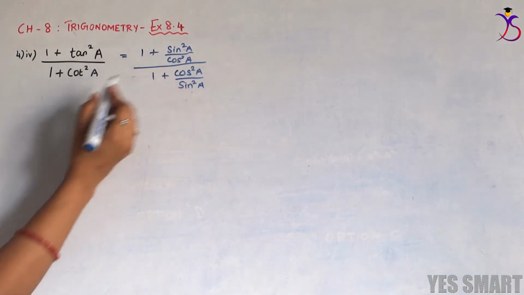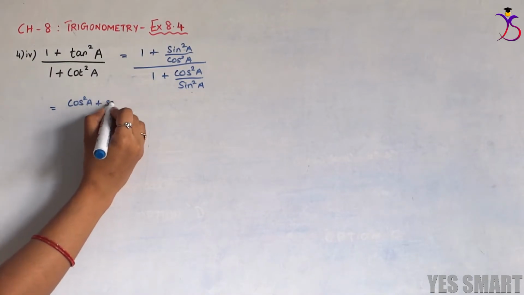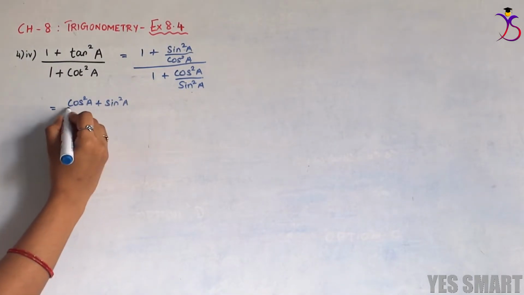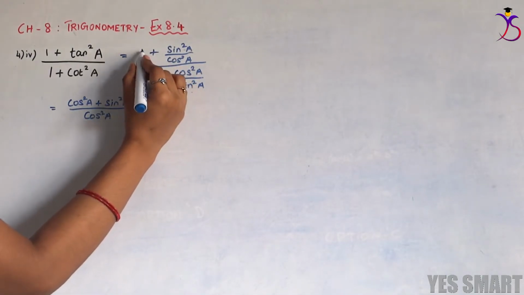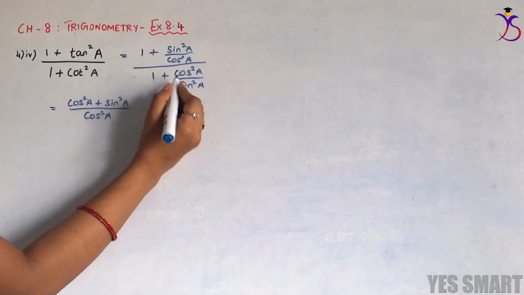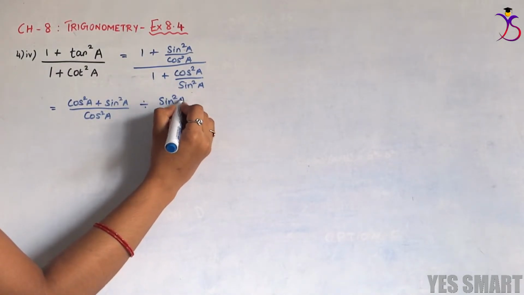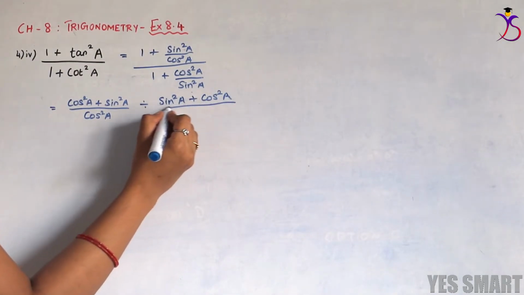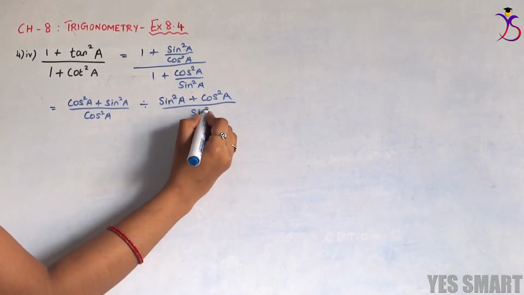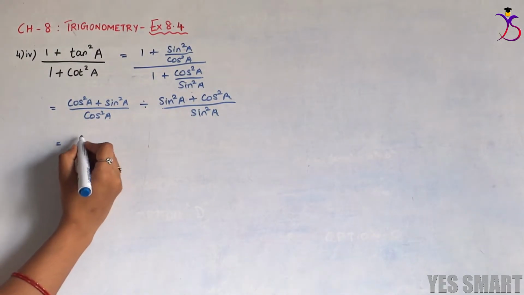Now I'm just taking the LCM for the numerator and solving further. So it becomes cos square a plus sin square a divided by cos square a, because the first term is 1, so on taking LCM I'll be multiplying by cos square a. Divided by, the same way for the denominator, sin square a plus cos square a, the whole divided by sin square a. Since there is a division sign here, I'm just going to reciprocate it and solve further.